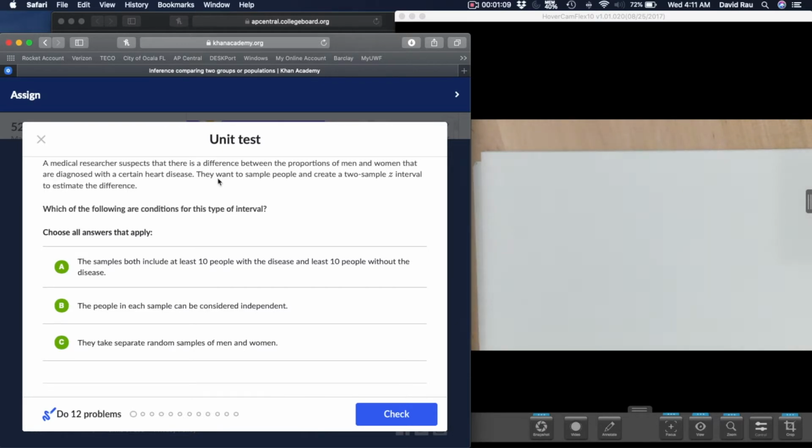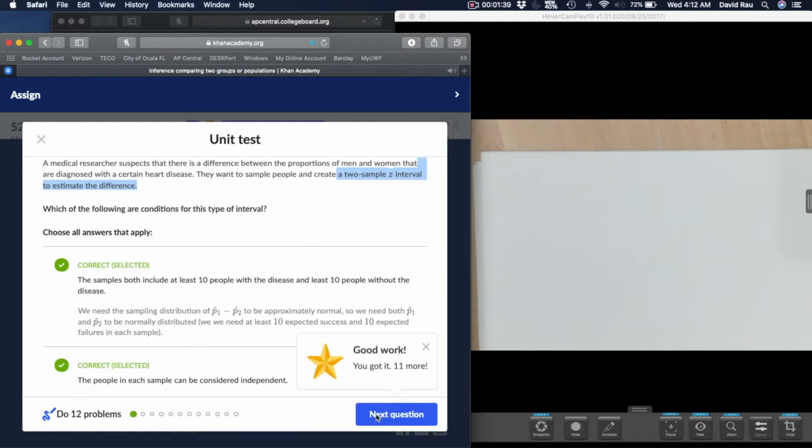In this kind of scenario, typically what you want to do is say, okay, let me sample 50 men and 50 women, and then we'll compare the characteristics of heart disease in those 50-50. So just make sure that that's what you're doing if it's a two samples interval. You need separate samples of men and a separate sample of women. Again, you need the independence condition and at least 10 successes and failures.